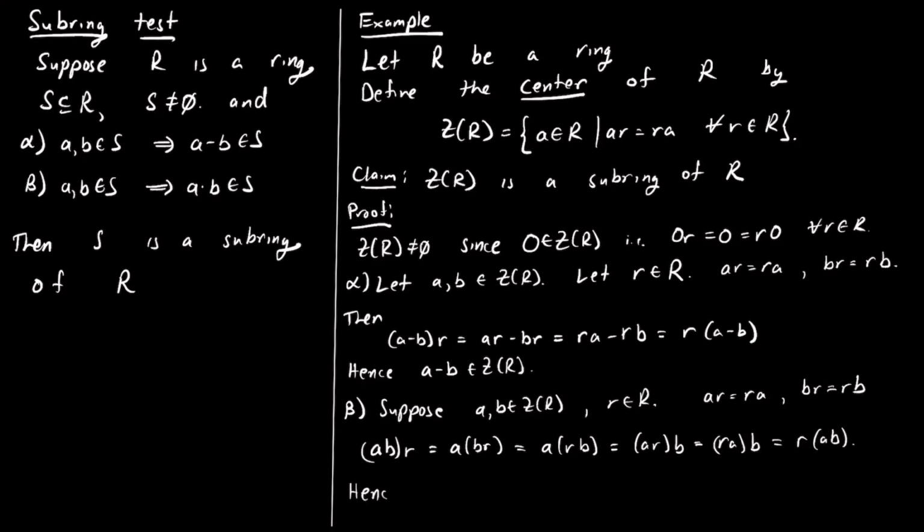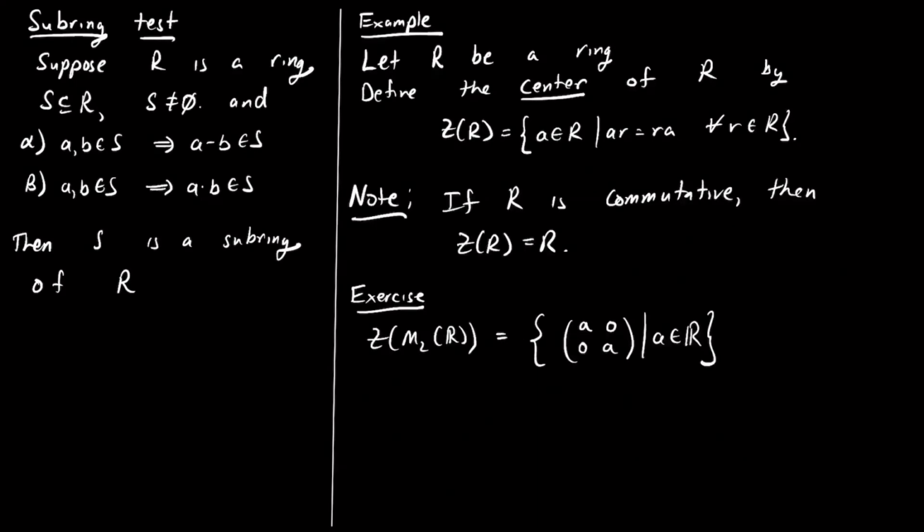So hence, I know that AB is an element of Z of R. It commutes with every other element of our ring R. Okay, so that completes the proof that Z of R is a subring. Finally, we'll note two interesting facts about the center. First, this one's kind of obvious, but I'll let you think about it. If R is commutative, then the center of R is equal to all of R.